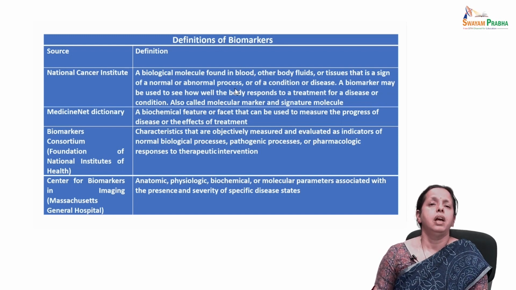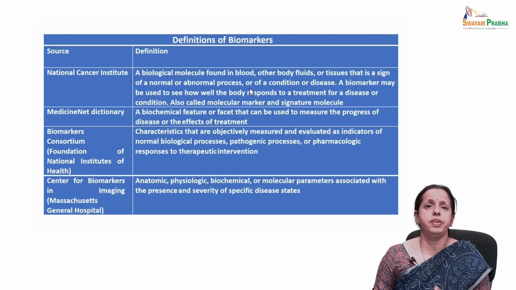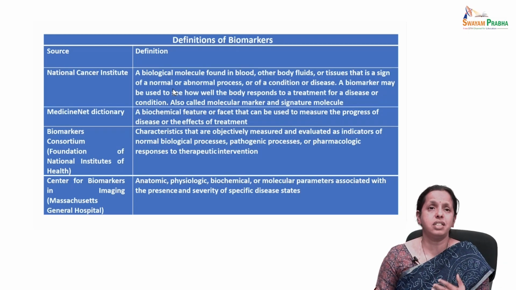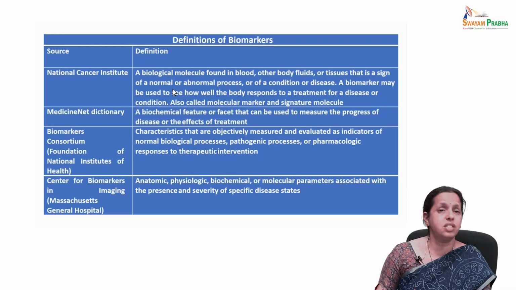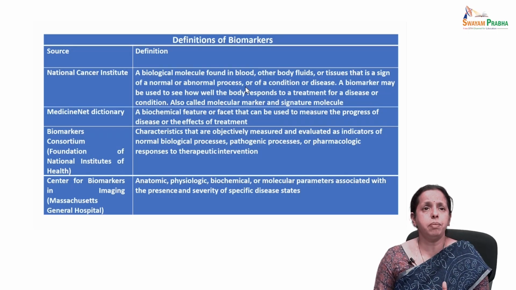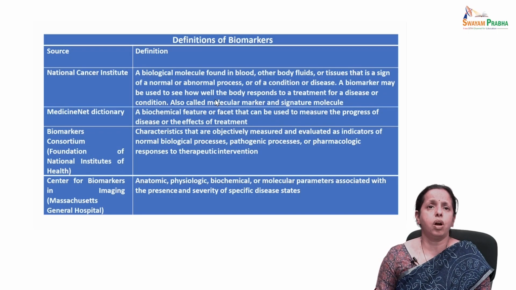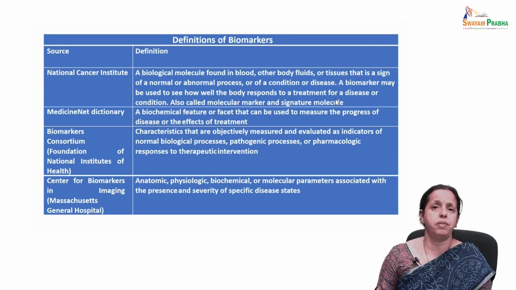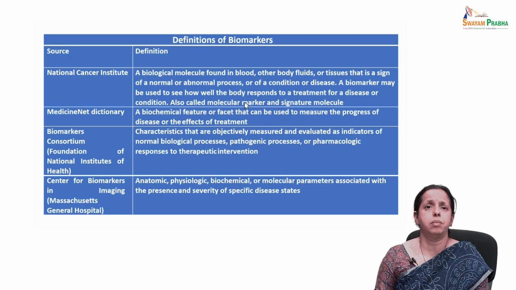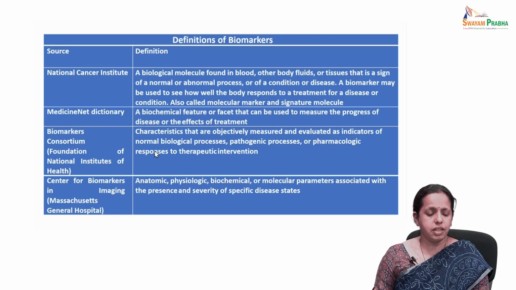For example, your HPV-16 in your cervical scrapes. It's not necessary that it should be found, but you look for the presence of your HPV virus in your cervical scrapes. That is called a biomarker. It may be used to see how well the body responds to the treatment. For example, your different biomarkers in the serum for a disease or a condition. So several dictionaries have this particular definition.